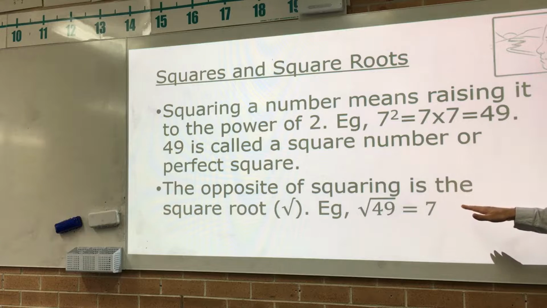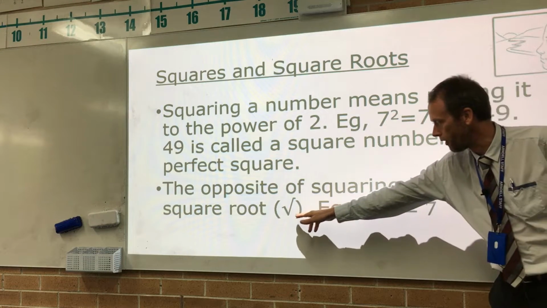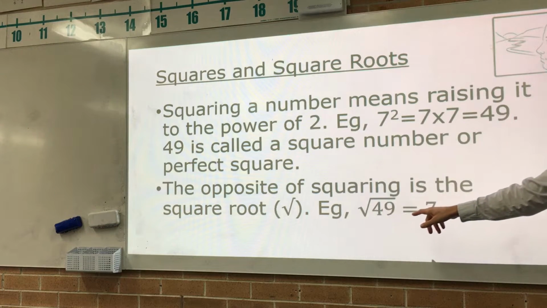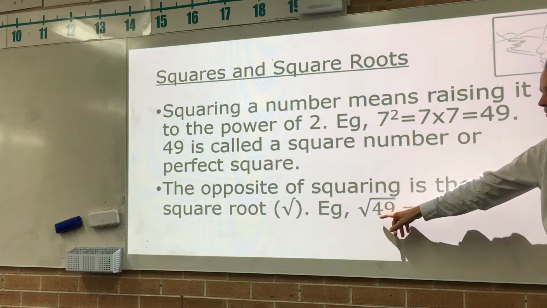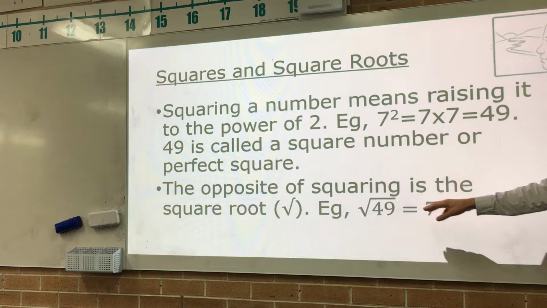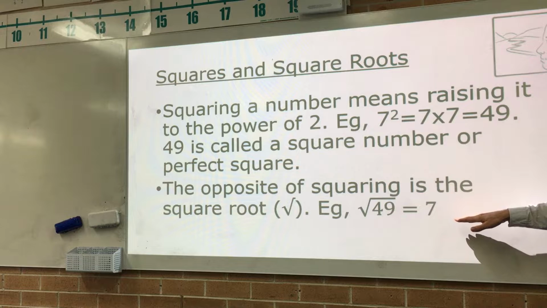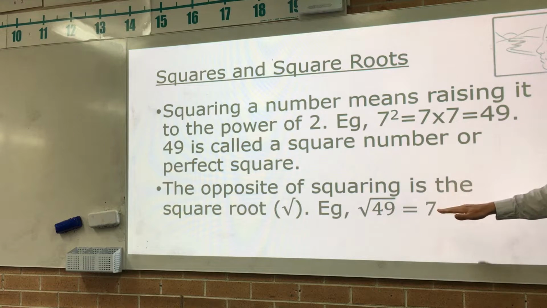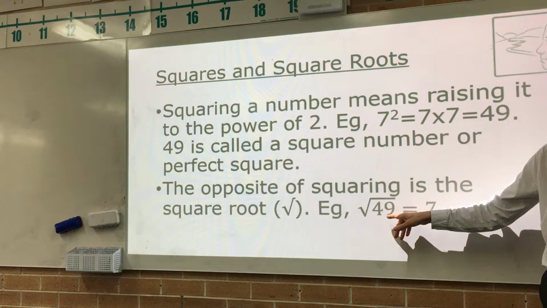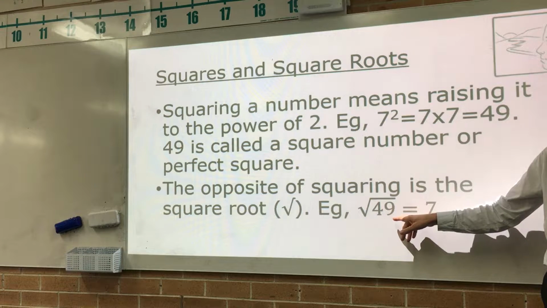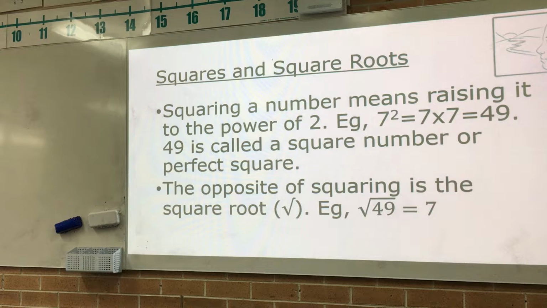The opposite of squaring a number is to find the square root. That's the symbol for it that we use, but we write it like that. So I'm doing the reverse, you might say. The square root of 49 is equal to 7. Or what number multiplied by itself equals 49? Hopefully you've come across that before.